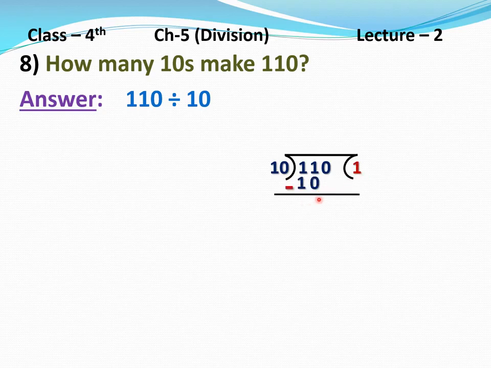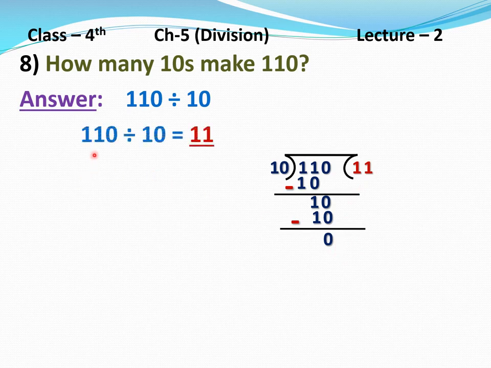Now we will do subtraction. 1 minus 0, 1. 1 minus 1, 0. And then we will take the next number, that is 10. Now multiply again, 10 multiplied by 1 equals 10. Write 1 here and write 10 here. Now we will do subtraction. 0 minus 0, 0. 1 minus 1, 0. Write 0 here. Quotient is 11, remainder is 0.